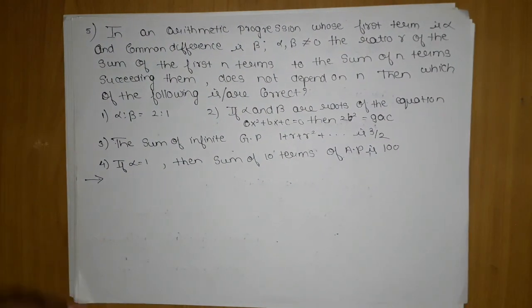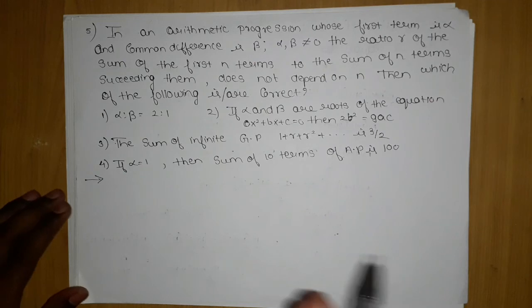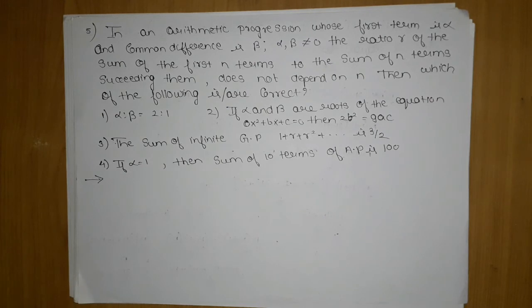JEE has asked a question using this concept only. The question is as follows: in an arithmetic progression whose first term is alpha and common difference is beta, alpha comma beta not equal to 0, the ratio r of the sum of the first n terms to the sum of the n terms succeeding them does not depend on n. Then which of the following is correct? The first is alpha by beta is 2:1.